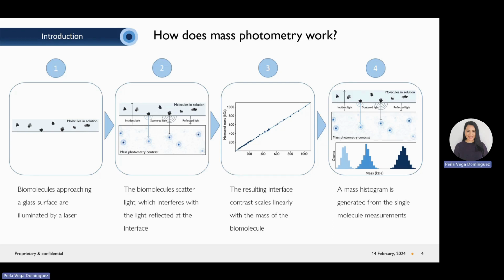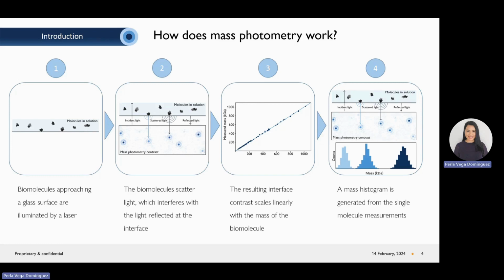And as you probably know, every particle that interacts with light scatters light. What is going to be detected in a mass photometer is the interference between the scattered light by a single particle in the glass-water interface and the reflected light by the glass cover slip. That interference is going to be detected as a change in the contrast, or this dark spot that we're seeing here. We like to call it mass photometry contrast. And the interesting bit of mass photometry is that the intensity of this change in the contrast scales linearly with the mass of the particle.